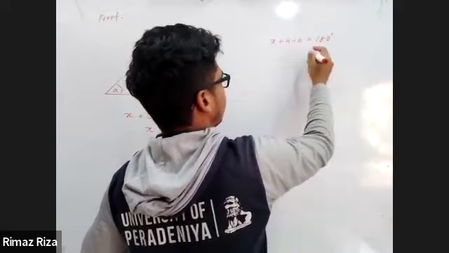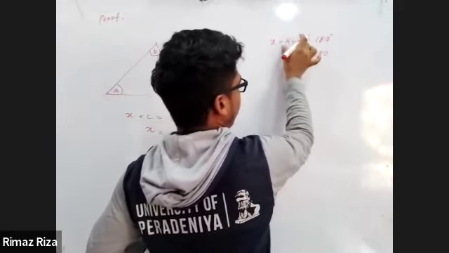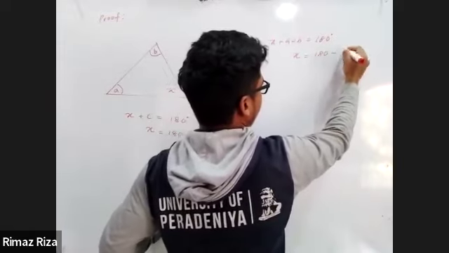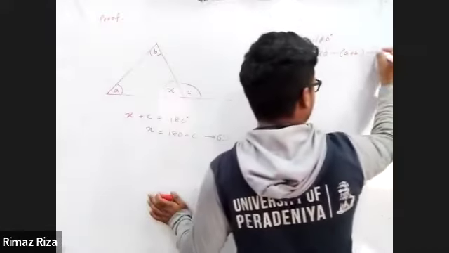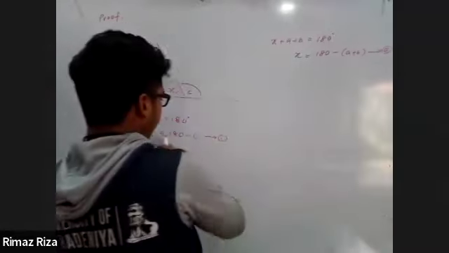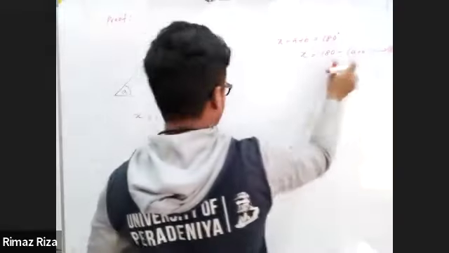Total is the sum of internal angles. So therefore, x equals 180 minus (a plus b). I take this to the other side. So here, both left sides are x. So that means this should be equal to this.